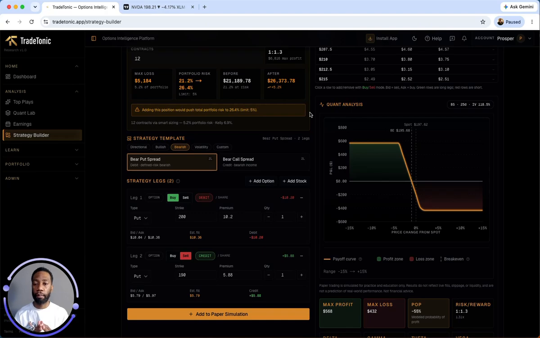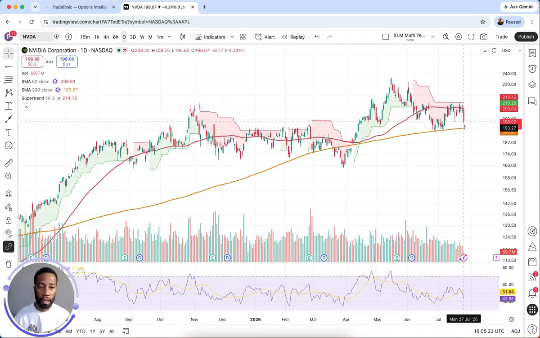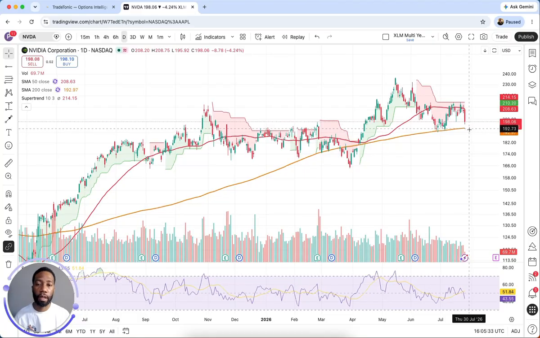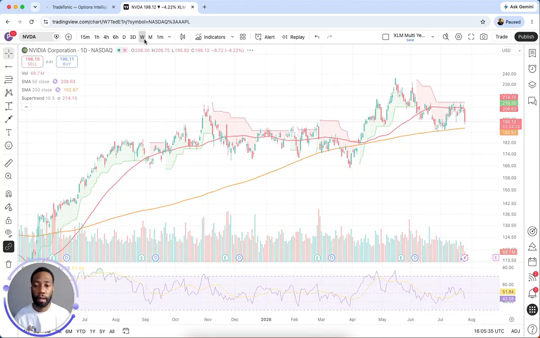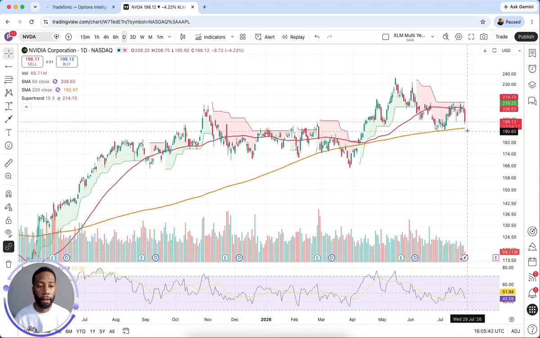This bear put spread is in line with the regime that we're in. If we go back and take a look at the chart, we see that there is the 200-day moving average there. So that may start some support, but the question is, do we think we can break this 200-day moving average to the downside and get to around 190, which is around the same price as the 200-day?